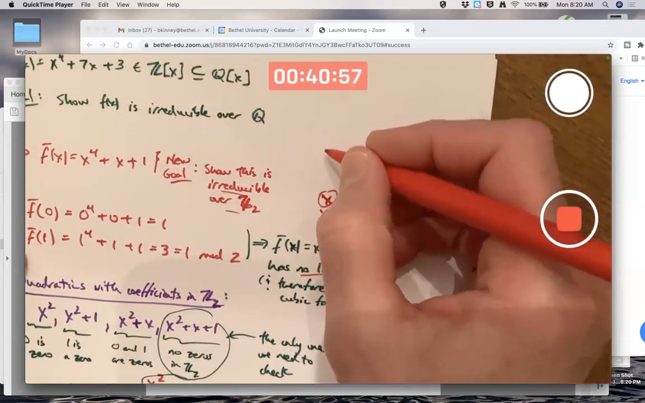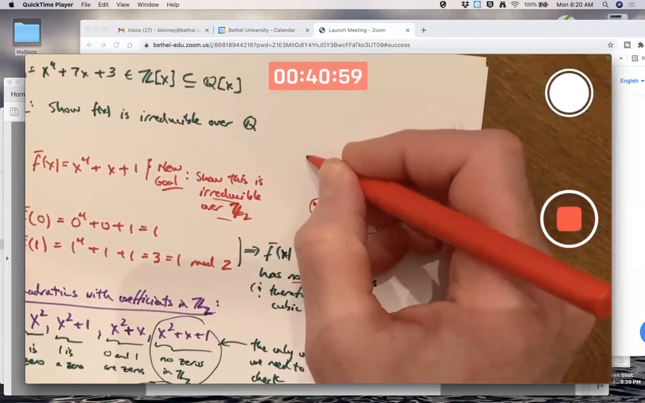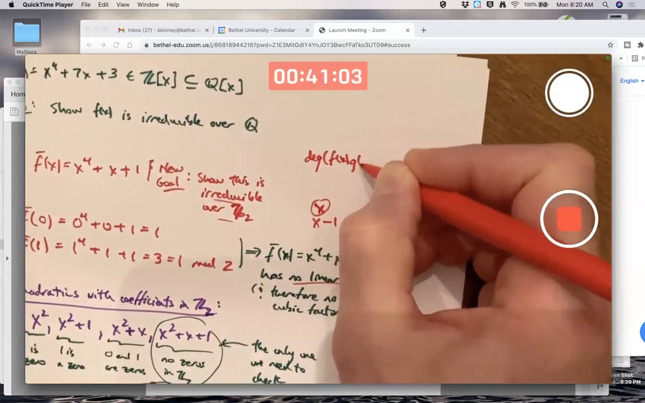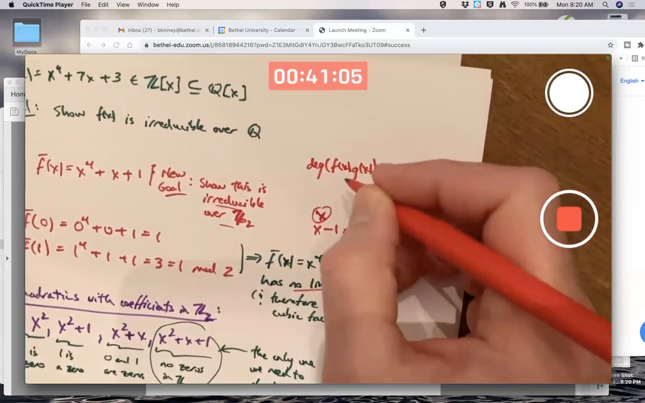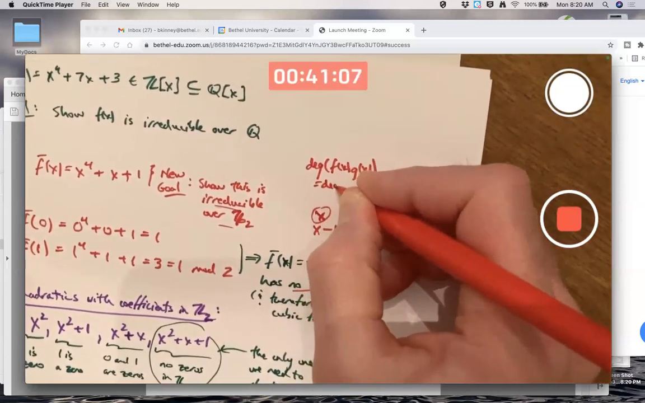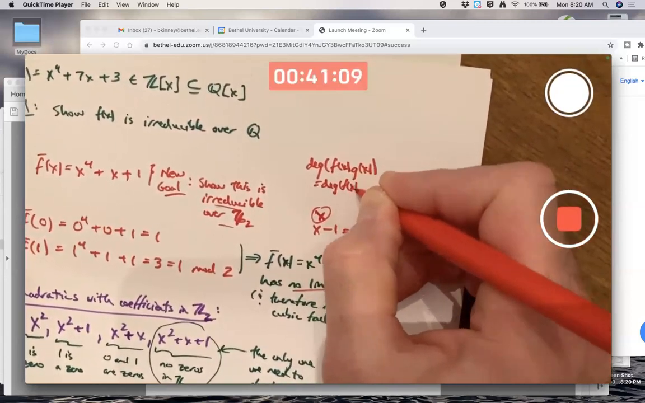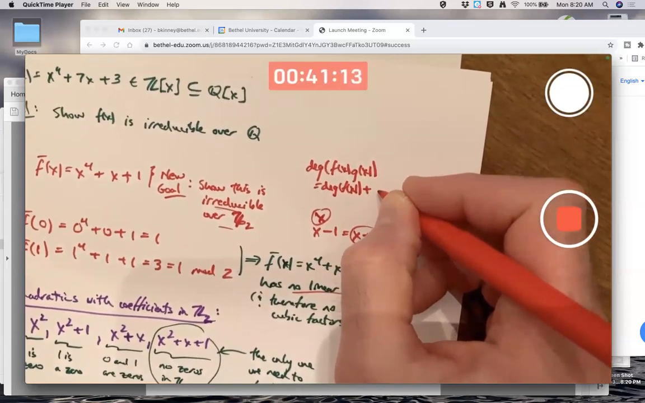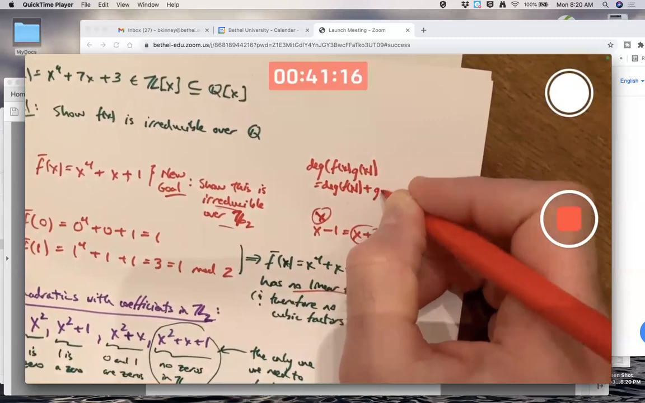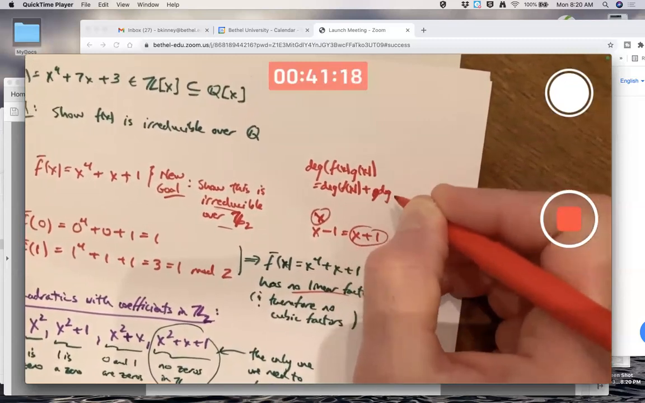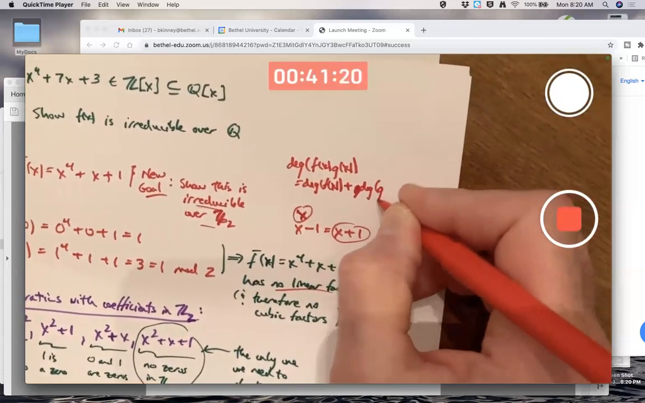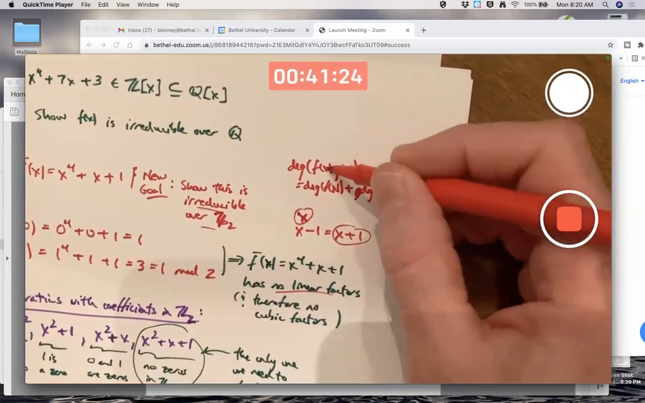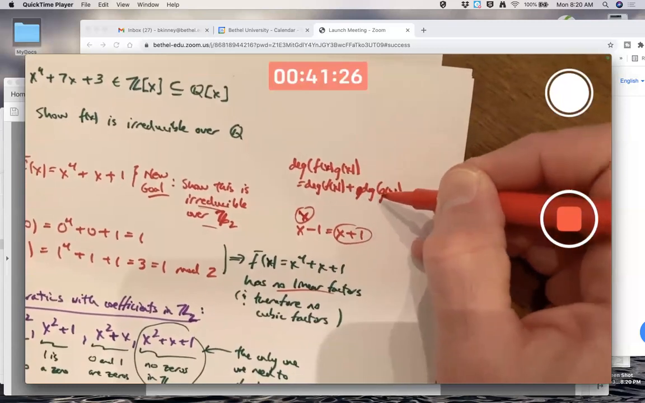Because when you multiply two polynomials, I'm not proving this, but when you multiply two polynomials, the degree of the product is the sum of the degrees. That should make sense. If you multiply a third degree times a second degree, you should get a fifth degree. Degree of f times g is the degree of f plus the degree of g.